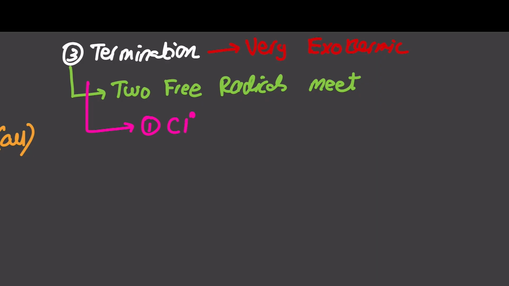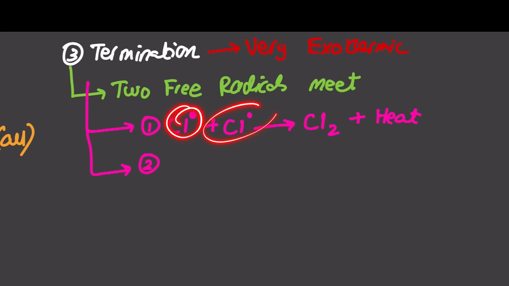Let's first draw out our chlorine free radicals. So two chlorine free radicals can meet each other and can just create a chlorine compound. And guys, always write heat, because a lot of heat is going to be created, okay? Because these compounds are very reactive, and when they become stable, they have to release all of that energy that was causing them to be unstable.